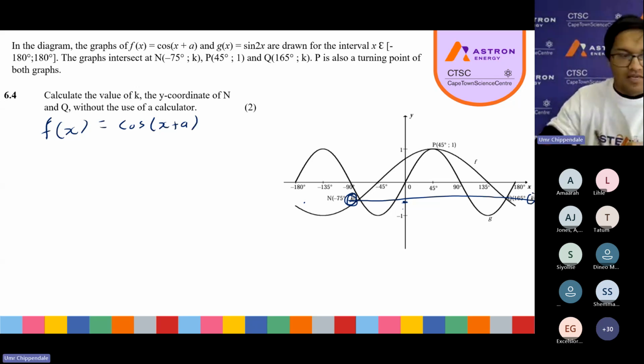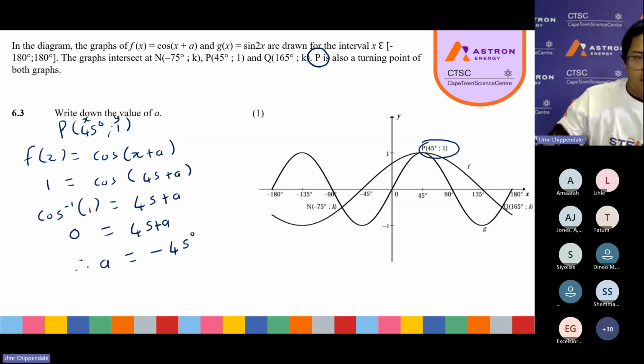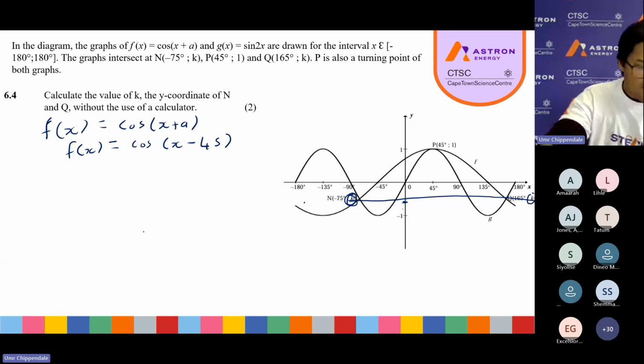So we have our x plus A. There we go. Now, we calculated this and we eventually said that this is going to be cos of x minus 45. Right, so this is actually what f of x is. And if you forgot where we got that, here it is. A was minus 45. So that's where we got it.